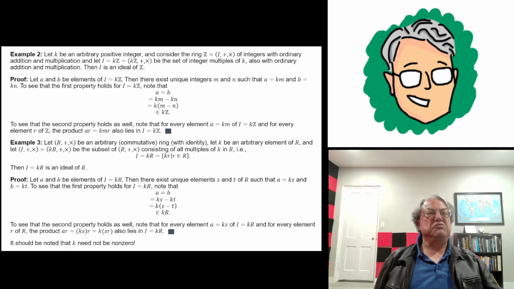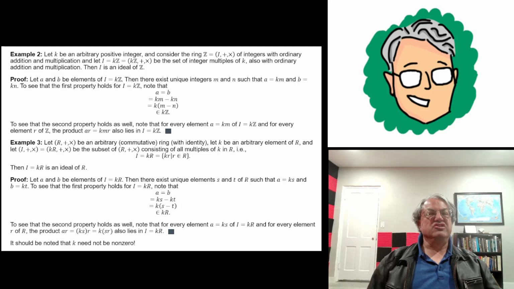And it's basically the same argument as the last one. We have to check the two properties. So first we have to check that if a and b are elements of our ideal, in other words, a is equal to km and b is equal to kn for some integers m and n, then a minus b is going to be km minus kn, which is k times (m minus n), which is indeed a multiple of k.